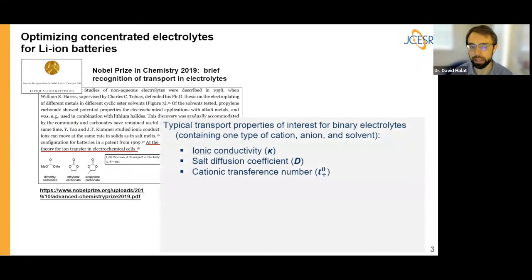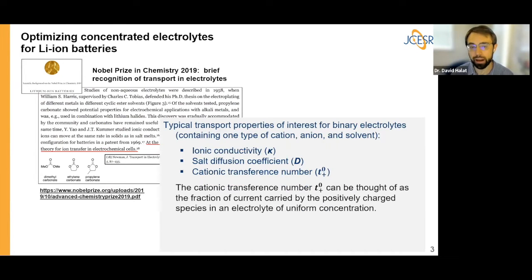And for a binary electrolyte, which comprises one type of cation, one type of anion, and a solvent, the transport parameters that ultimately matter are these three: ionic conductivity, salt diffusion coefficient, and the cationic transference number. Of these, ionic conductivity is the most familiar, certainly the easiest to measure, but this T+0 cationic transference number is proving increasingly important, in particular in the current development of batteries.